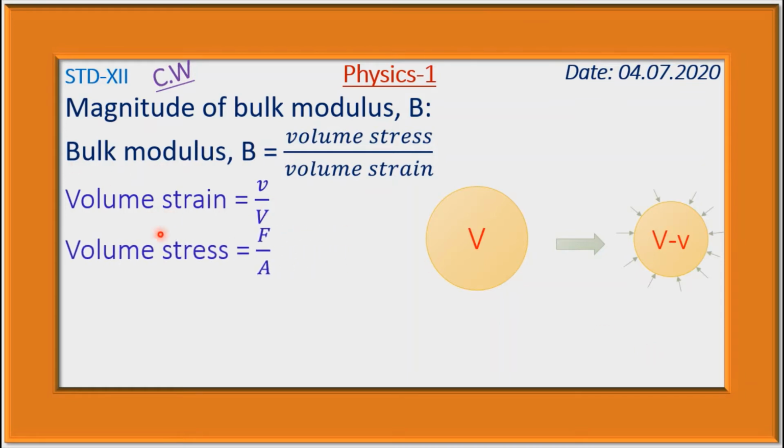This is the strain, and stress is equal to force divided by area, and bulk modulus B is equal to stress divided by strain. Stress is equal to F divided by A, and strain is equal to small v divided by capital V. So this is equal to F capital V divided by A small v. This is the magnitude of bulk modulus.